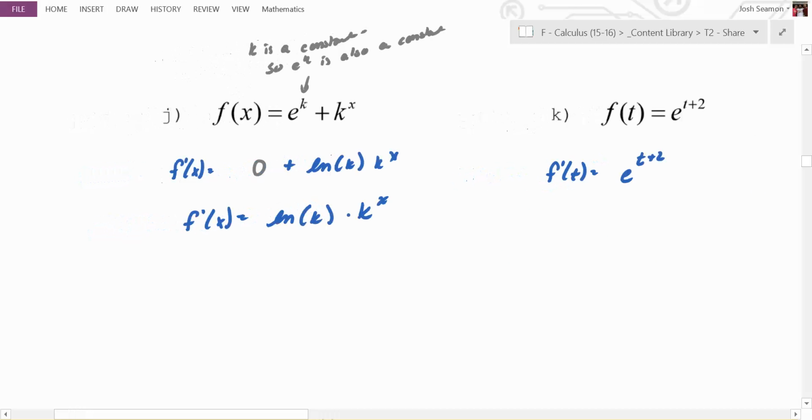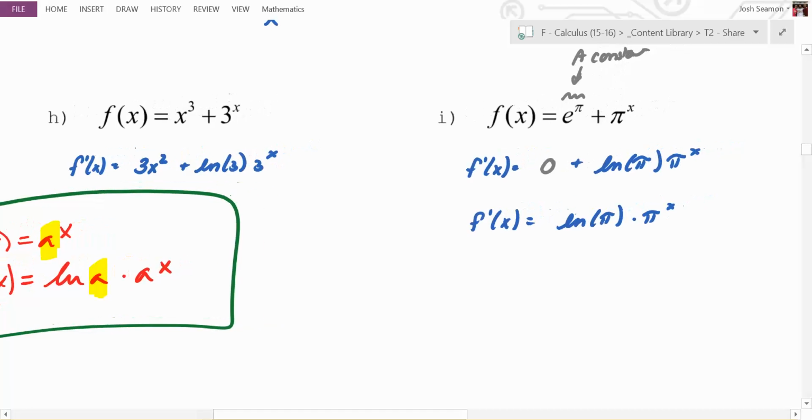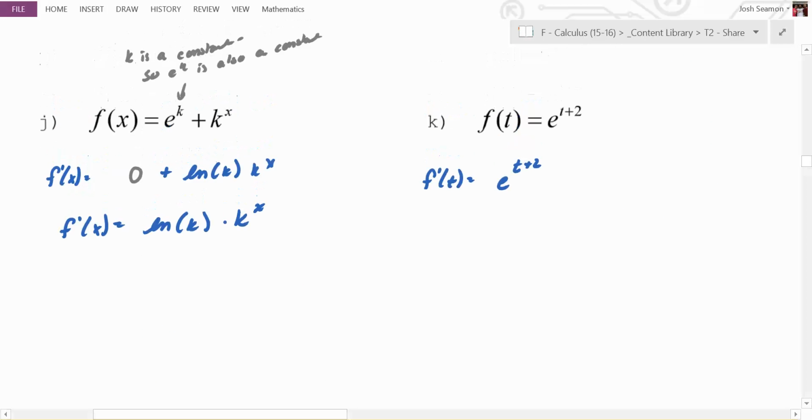We're just using the rule right there that I had in red right here, the derivative of exponential functions. There's no products in this section of the homework. There's later, but not right here.